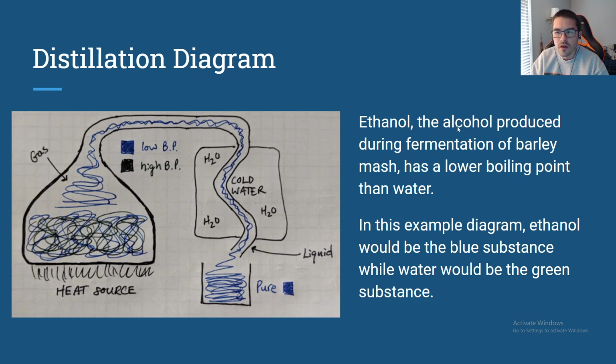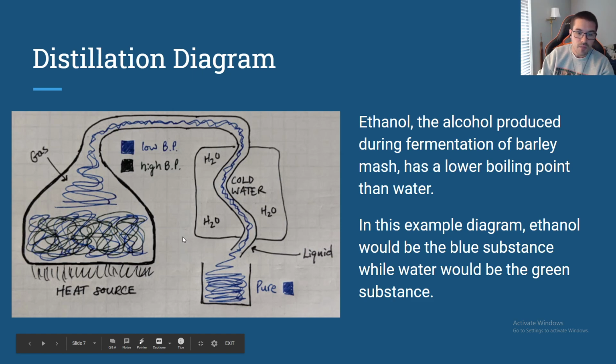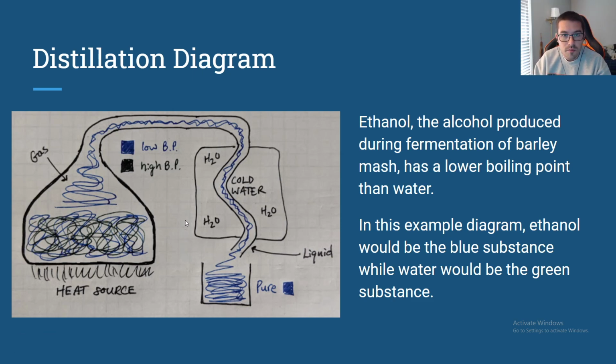So ethanol, the alcohol produced during fermentation of barley mash, has a lower boiling point than water. In this example, ethanol would be the blue substance with a low boiling point, and water would be the green substance with the high boiling point. This diagram gives you an idea of how the process works. The low boiling point substance boils first, travels as a gas to a condenser, and then turns into a liquid in that condenser and can be channeled into a different container as a pure substance, effectively separating the mixture. Okay, so that's pretty much it.